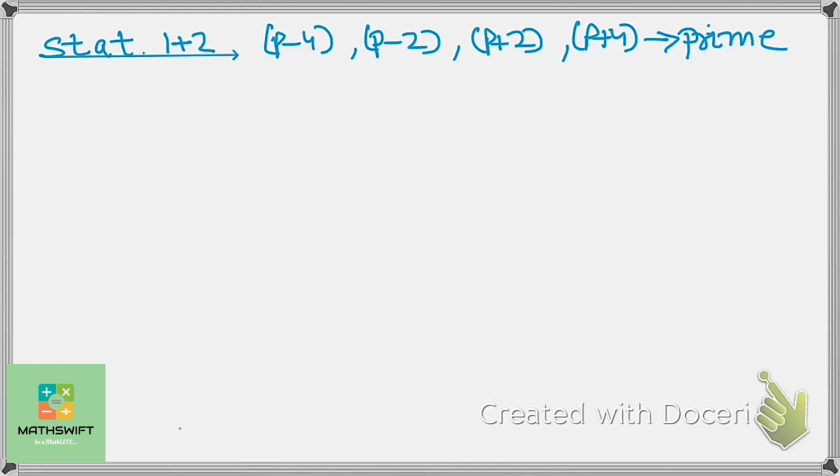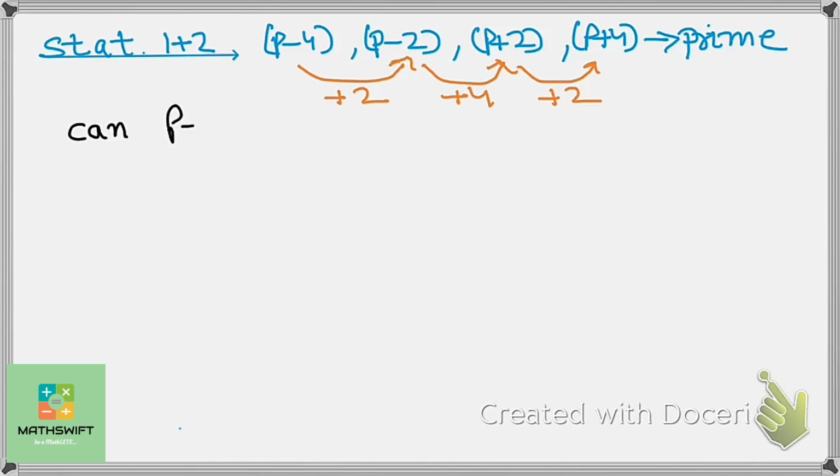Now if we see a pattern over here, we see that if we add 2 to p minus 4, we get p minus 2, and if we add 4 to p minus 2, we get p plus 2, and if we again add 2 to p plus 2, we get p plus 4. So can p minus 4 be 2?